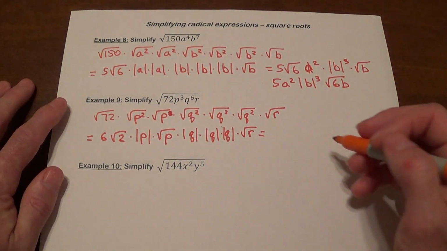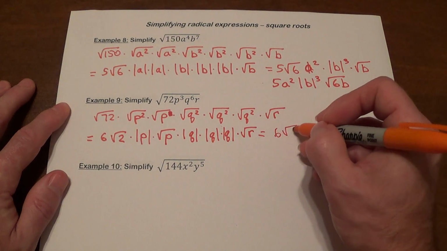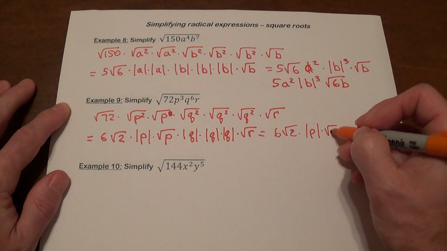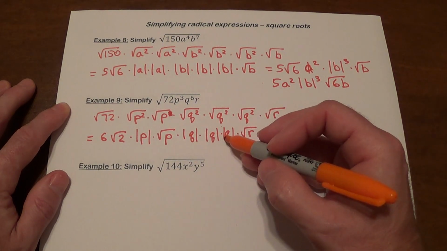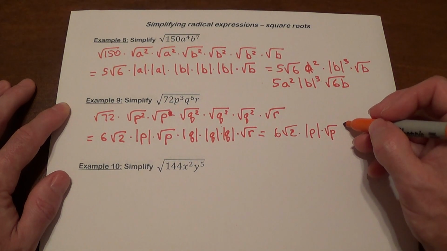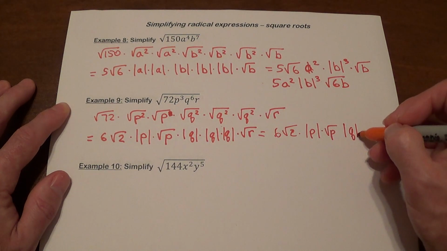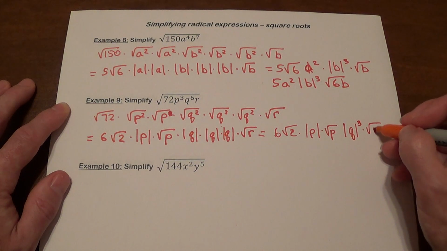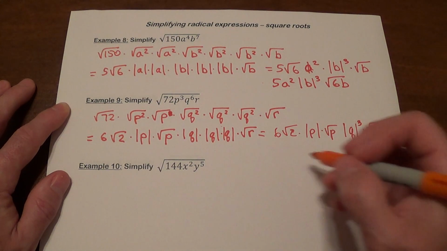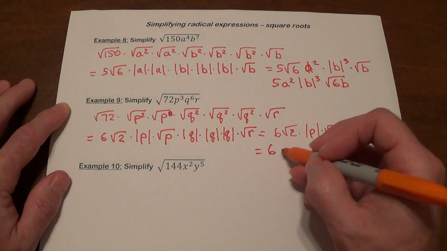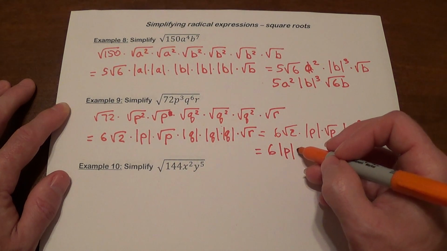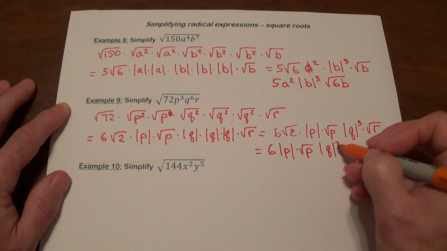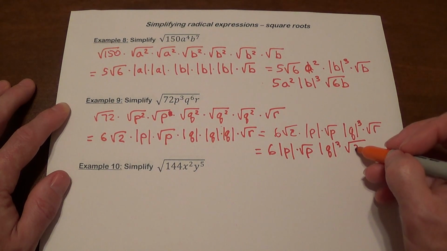So what is all this going to give us? We have 6 square root of 2. We have the absolute value of p. We have the square root of p. 3 of them, odd power, so we're going to need the absolute value sign, absolute value of q cubed, times the square root of r. So assembling all these together, 6 absolute value of p times the square root of p times the absolute value of q to the third times the square root of 2r.